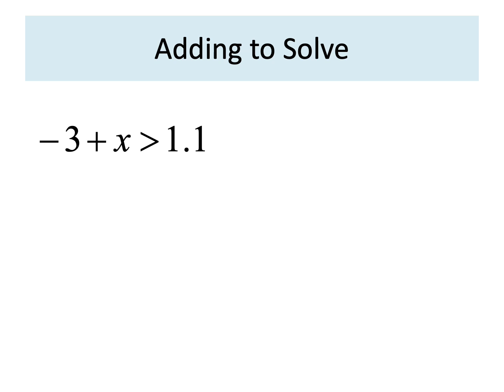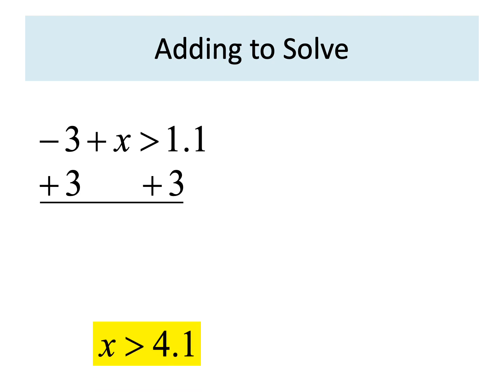What's attached to x? Negative 3, right? How do you get rid of a negative 3? You need to add 3 to both sides, right? 3 minus 3 is 0, so we get x is greater than 4.1.